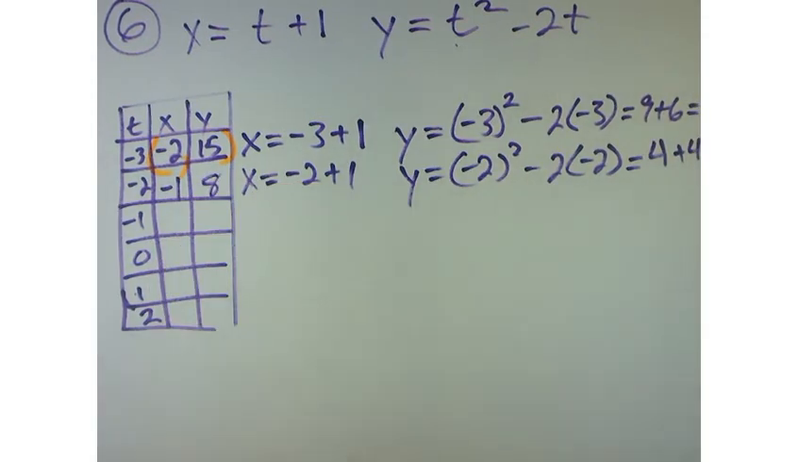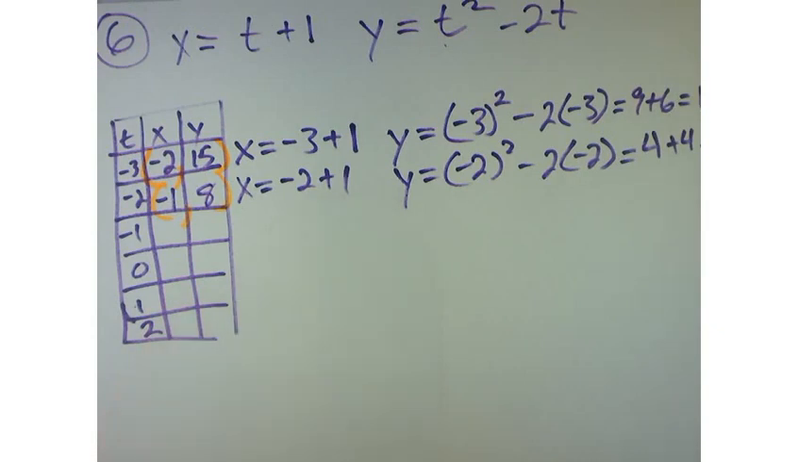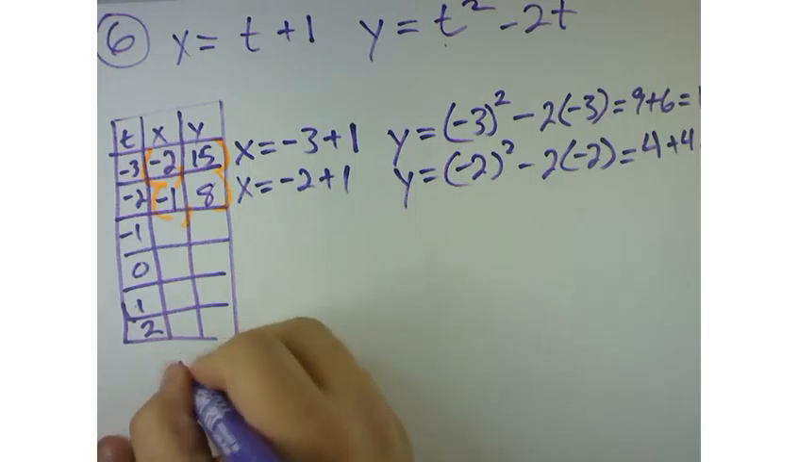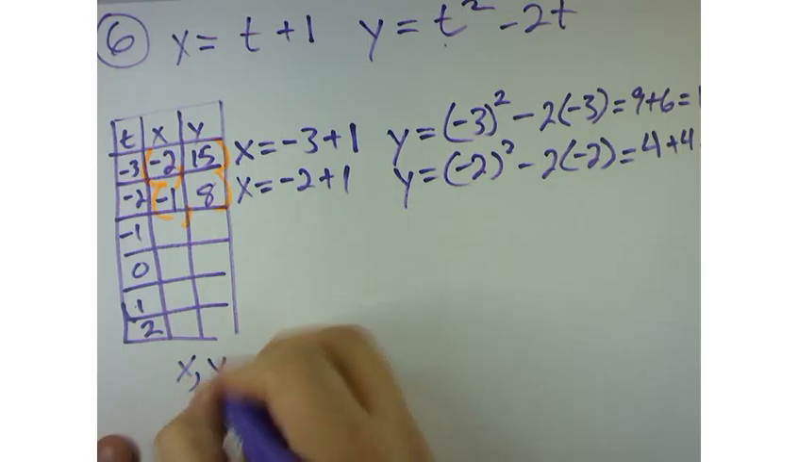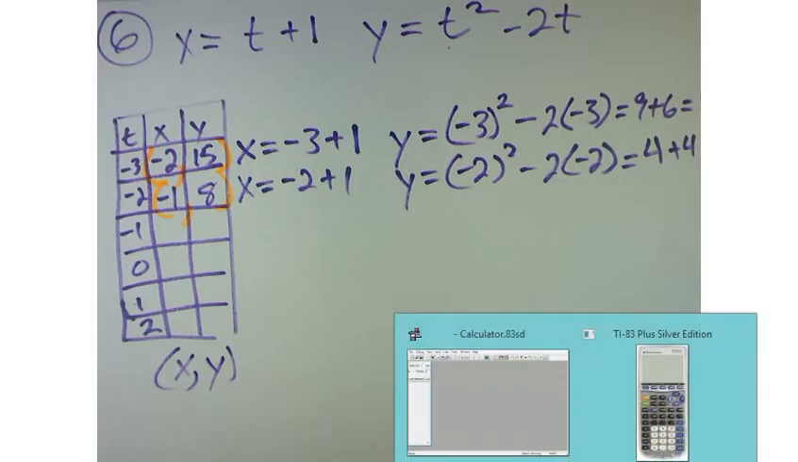Again, if I were to graph these points on the Cartesian coordinate plane, it'd be -1 comma 8, which is x comma y is what I meant to say. So this is just going to be x comma y, all this stuff. So I'm going to let my calculator do the rest of the work for me.